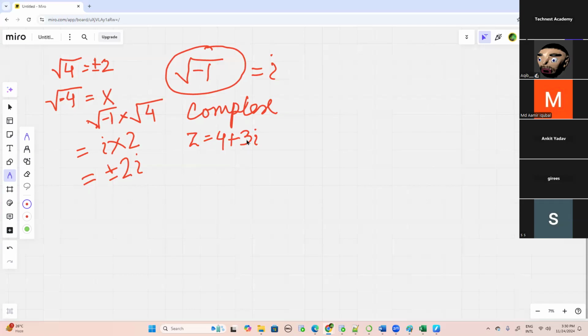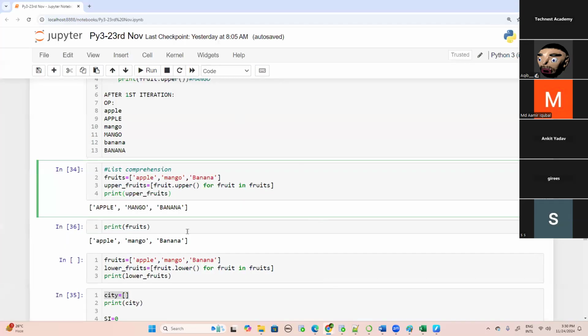Just one question. Tell me. How do we represent it in Python? Means like integer, float, how? Okay, I'm just going to explain that to you. Just let me tell you. Look, is my screen visible?